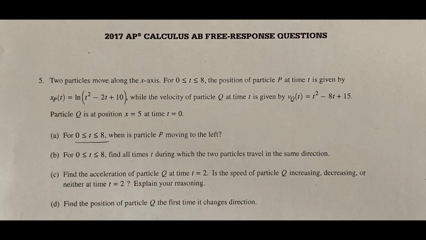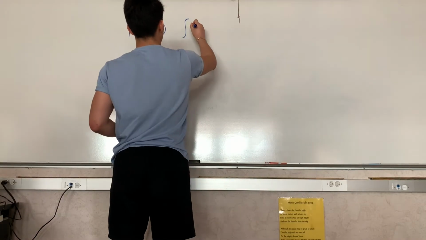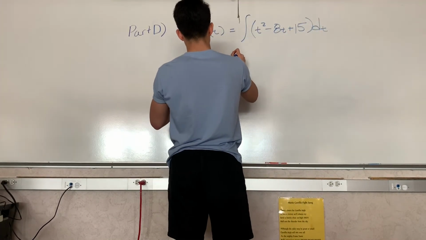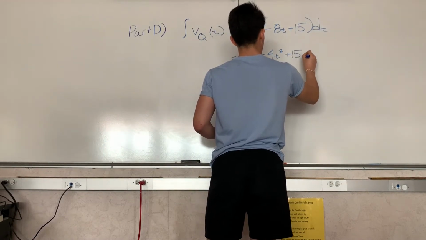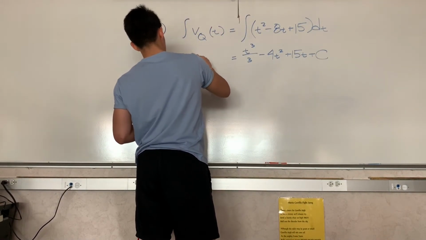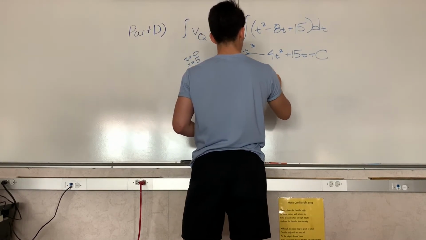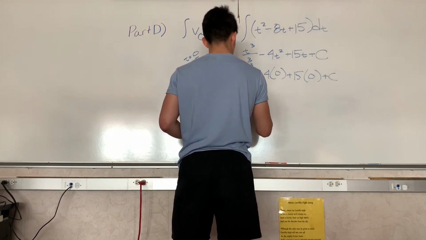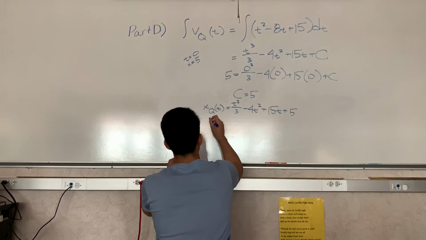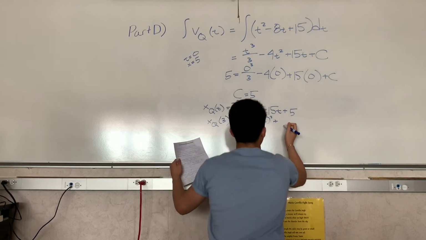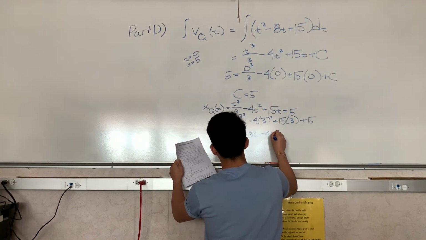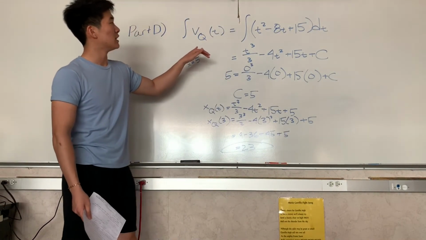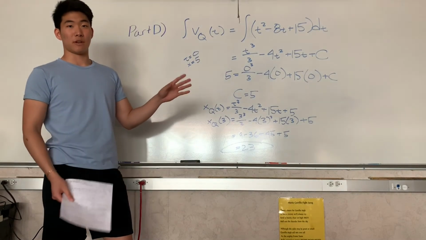Part D. Find the position of particle Q the first time it changes direction. For part D, we're supposed to find the position of particle Q at the first time it changes direction.